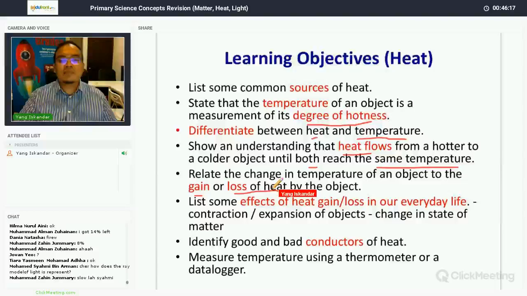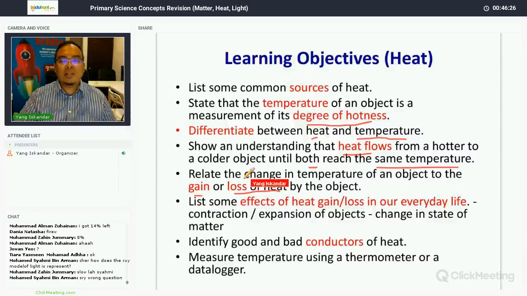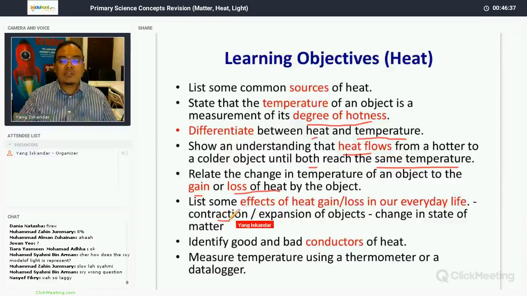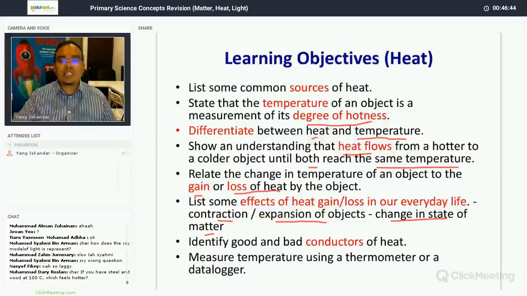This is very, very important. Any question involving heat, there is a high chance that you need to include these terms, gain heat or lose heat. If not, marks will be deducted or you will not gain any marks. Next, you must be able to list some of the effects of heat gain or heat loss in our everyday life, for contraction and expansion of objects, as well as change in the state of matter. We will discuss more later what is meant by contraction or expansion of objects.